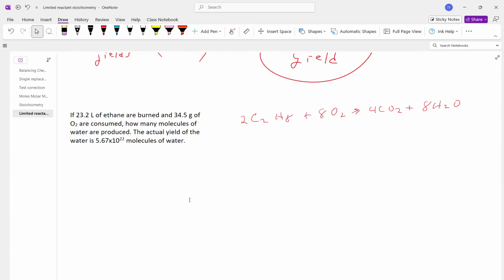Okay, we're starting with liters of ethane and grams of oxygen are consumed. So again, we need 4 calculations here. Since ethane is a gas, we're going to be using 22.4 liters, and we're going to assume this is all at standard temperature and pressure, which it isn't, but that's what we're going to assume. Okay, so we have to start with 23.2 liters.